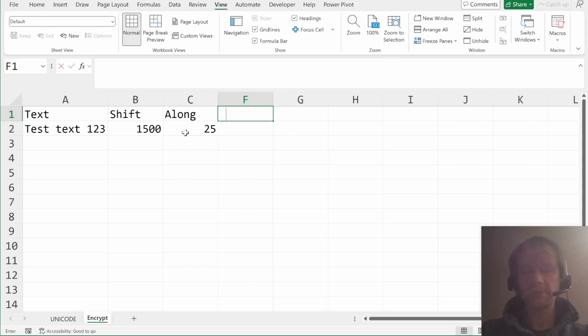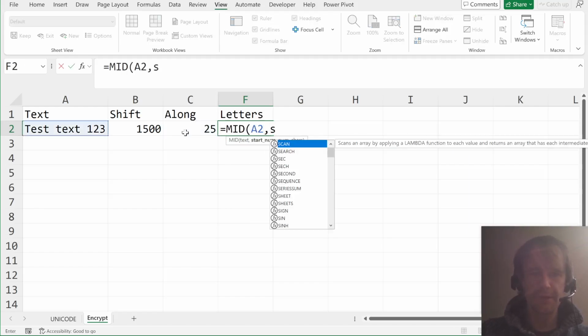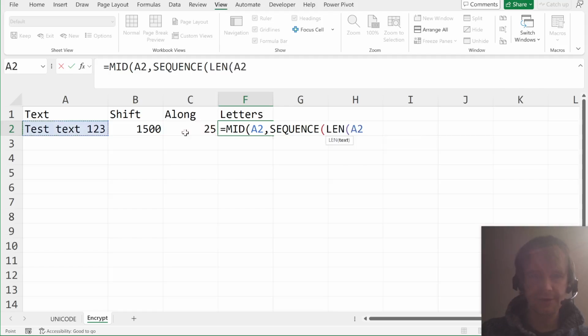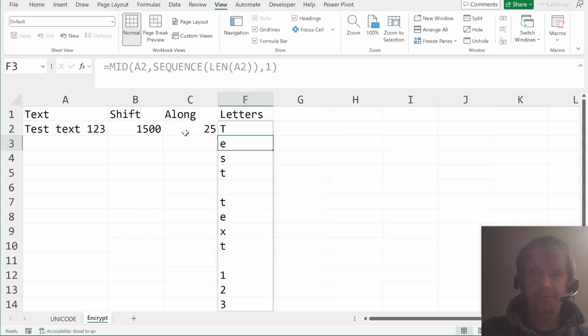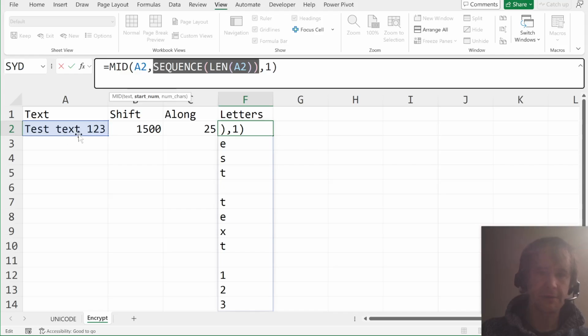Let's do some quick lambdas for this. First, we're going to split this into letters. It's a pretty standard trick, so we'll say MID of this, SEQUENCE of LEN of this by 1. SEQUENCE of LEN here is just going to give us the numbers 1, 2, 3 up to 13, because there are 13 characters in here, and then MID of this, 1, 1 is going to say give me the character starting in position 1 for one character, then starting in position 2 for one character, and so on.